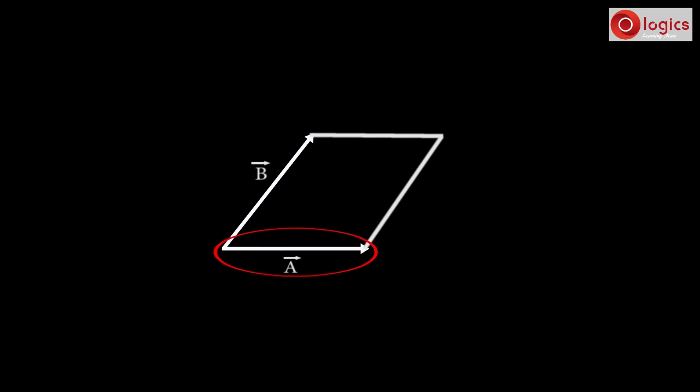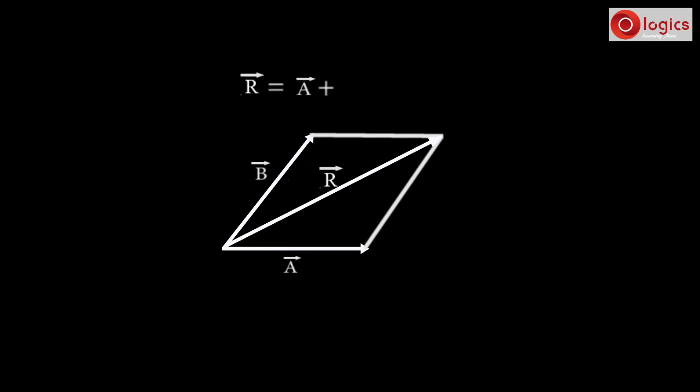Here, A bar and B bar are adjacent sides. Now, draw a diagonal through the common tails. This diagonal represents the resultant vector R bar, where R bar is the addition of A bar and B bar. The magnitude of R bar is given as square root of A square plus B square plus 2AB cos theta, where theta is the angle between A bar and B bar.